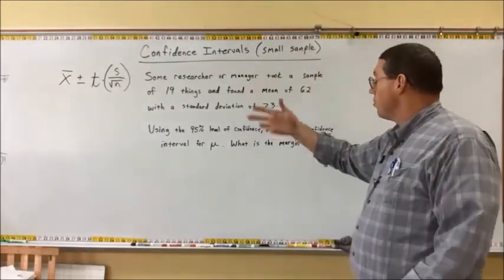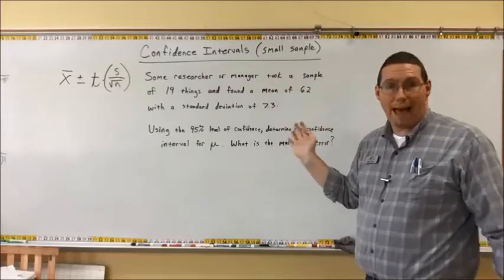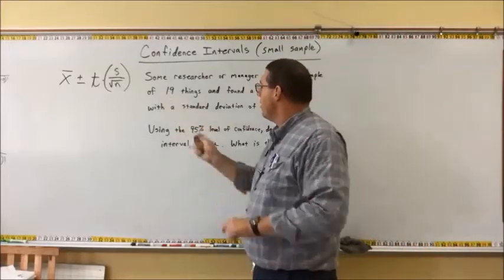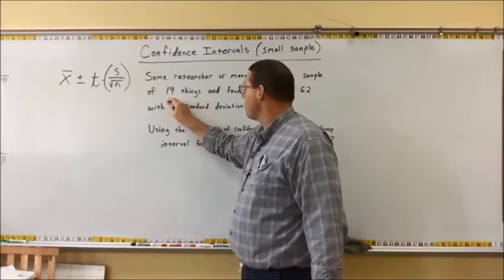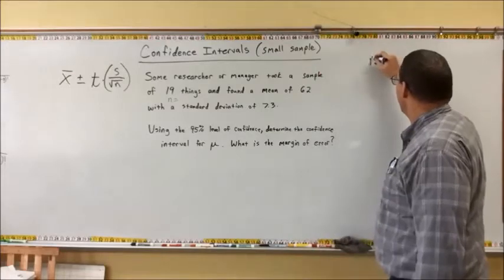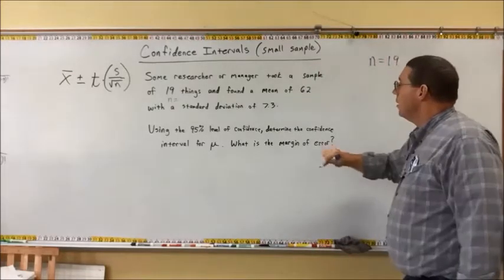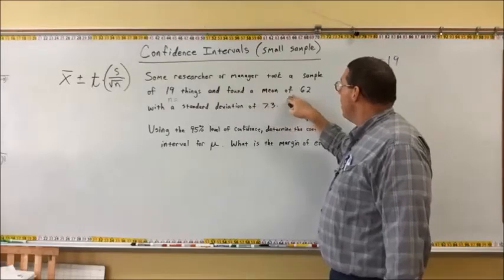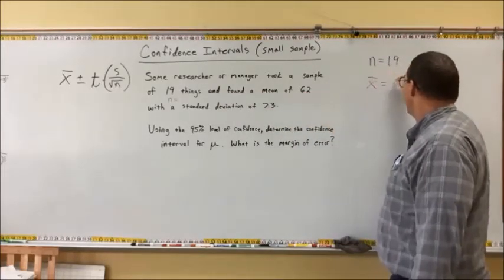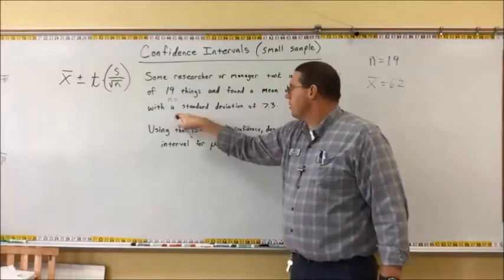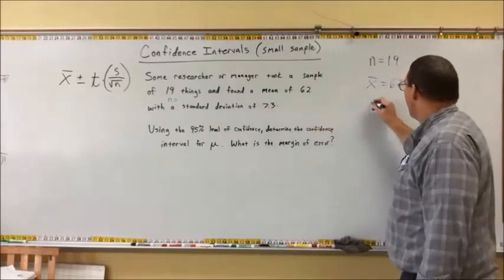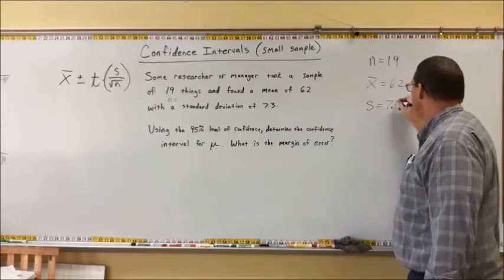So we have this question here. It says, some researcher or manager took a sample of 19 things. That means the sample size is n equals 19. Okay? In fact, let me write that over here on the side. n equals 19. And found a mean of 62. Well, the sample mean is 62. That means x bar is 62 with a standard deviation of 7.3. That's not 73, it's 7.3. So now s is 7.3.